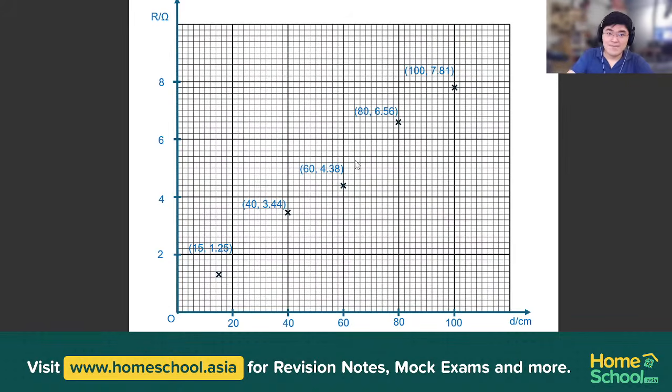As you can see, R is here, B is here. We have those two axes, and we have the values 2, 4, 6, 8. Actually, this should be 0.0. We should write this in the correct decimal places with the values over here. Same thing here, 20, 40, 60, 80, 100. So we have the points over here. This is 15, 1.25, 40, 3.44, and so on and so forth.